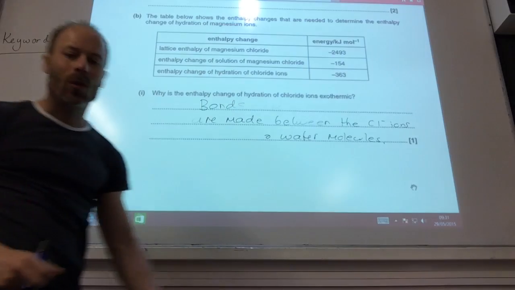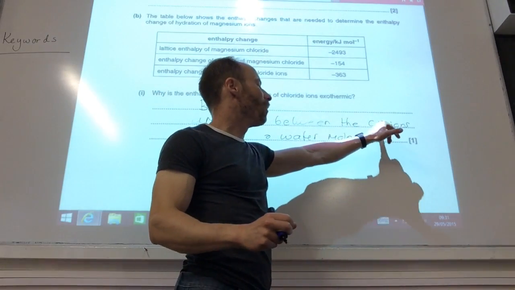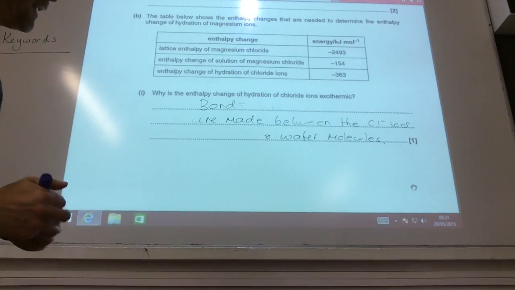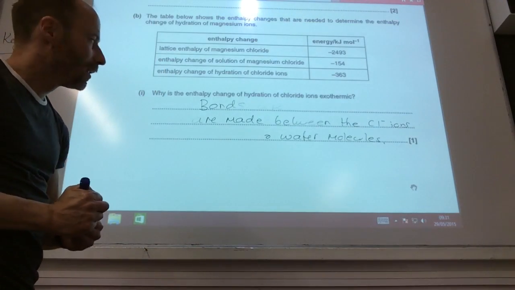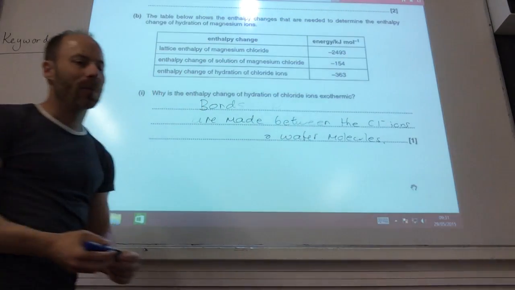Key thing which we talk about is you've got to be really careful with your terminology. Remember, it's the chloride ions. We'll be talking about ions because it's an ionic substance. And obviously water molecules because they are covalently bonded.